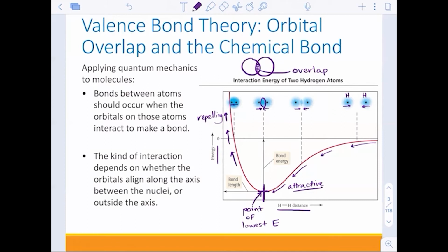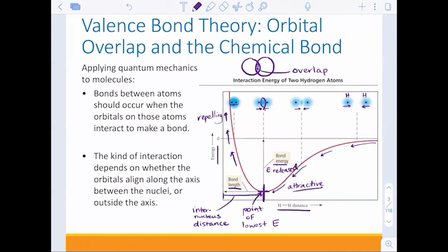This right here would be the internuclear distance between the two nuclei, or what we call the bond length. And up here is our energy released when the bond was formed, bond energy. It's also the amount of energy required to break the bond.